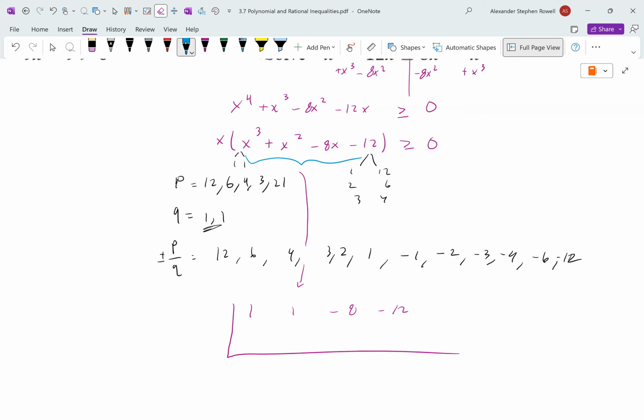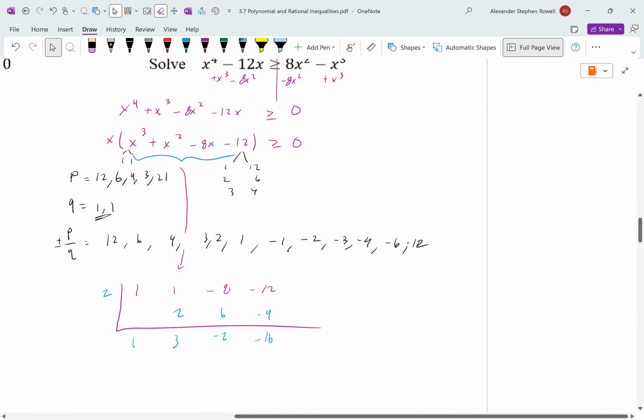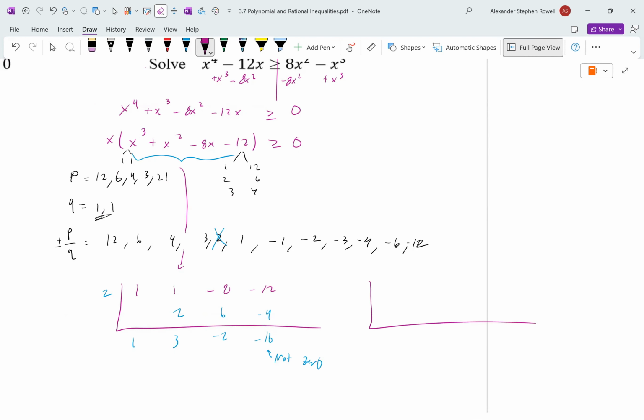Are you guys good at guessing yet? Positive 2? Sure. So I bring down the 1. Multiply by 2. Add it with 1. Multiply by 2. Add it with negative 8. Multiply by 2. Add it. What does that mean? That means 2 didn't work because I didn't get remainder 0. So we have 11 more to try. But how many of them could work? How many of these numbers could work? Up to 4 of them could work, possibly none of them.